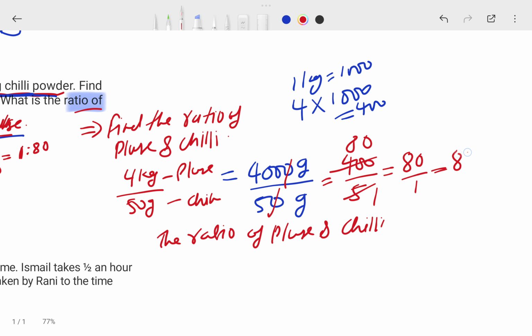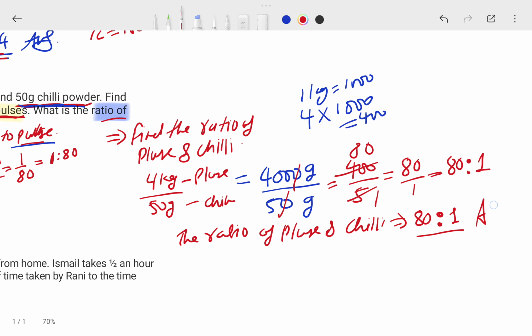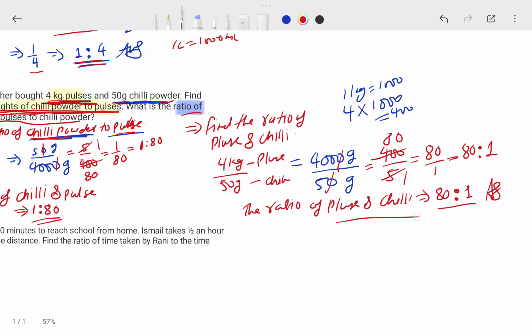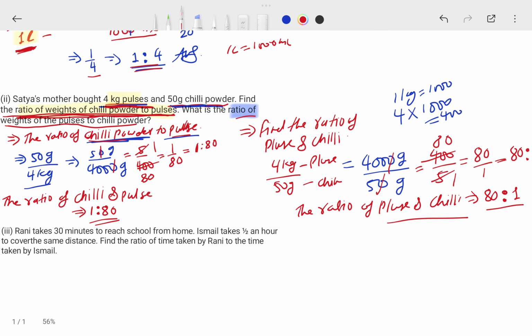It is going to be 80. So there is a ratio, and what is 1? 1. So the ratio of pulse and chilli is 80 is to 1. Okay, 80 is to 1. So this is the answer of the pulse and chilli, and this is the answer of chilli and pulse.